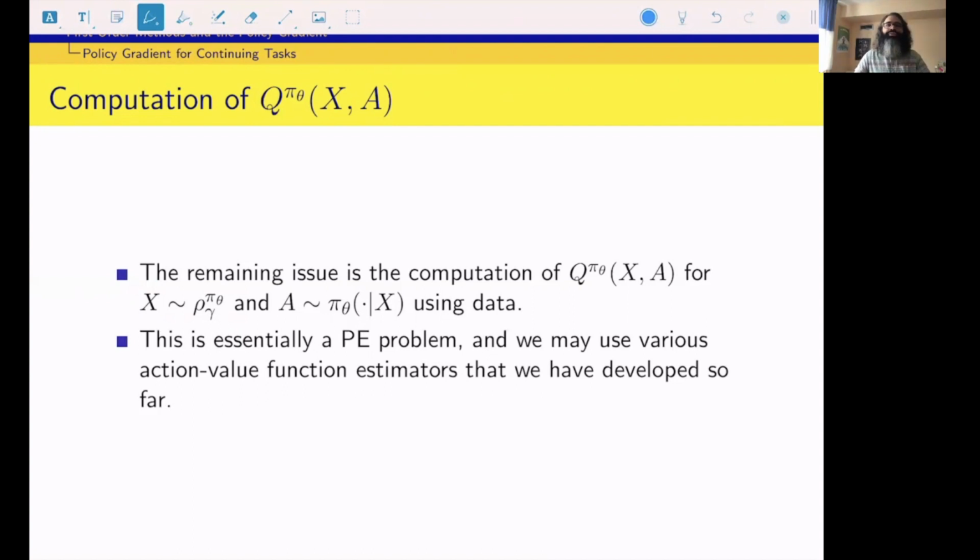We can either use an explicit architecture or estimator for this value function, or use something like a Monte Carlo estimate. Maybe before that, the basic problem is that in order to compute this, we need to solve a policy evaluation problem. We need to evaluate the performance of pi theta at state x and action a. And we may use the different action value function estimators that we have developed so far.